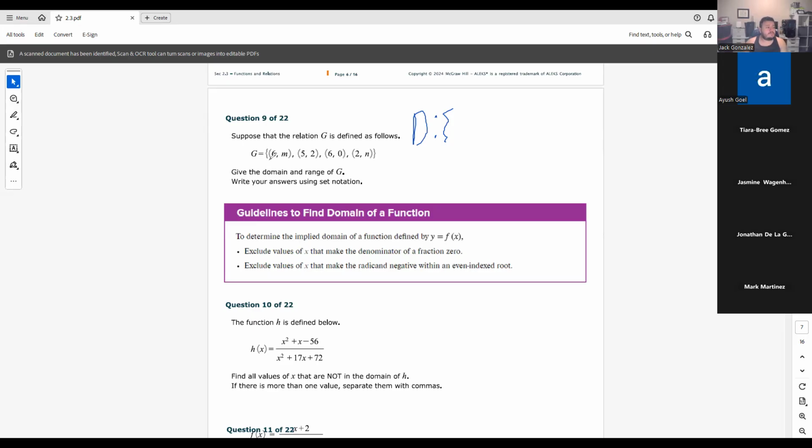So we got 6, 5, 6 repeats again, so you don't have to write that again. 2. Now, when it comes to sets, you only write elements once. So they want the set of inputs. This is my attempt at one of these brackets. They don't have to be in order, but I'm just going to. 5, well, actually, I already screwed up. 2 is the smallest one. Again, it doesn't matter.